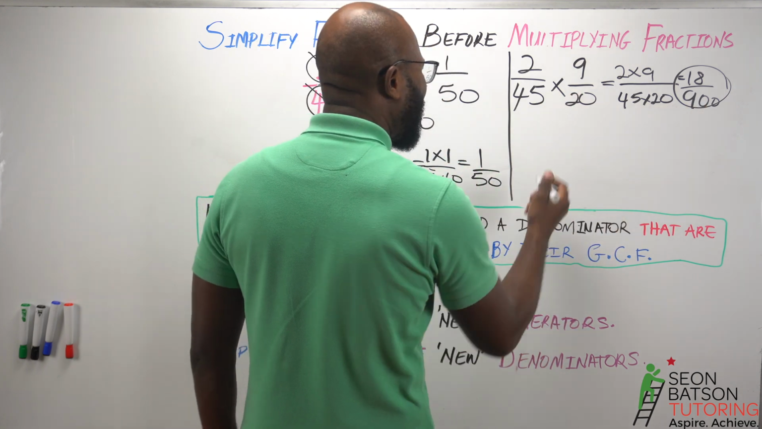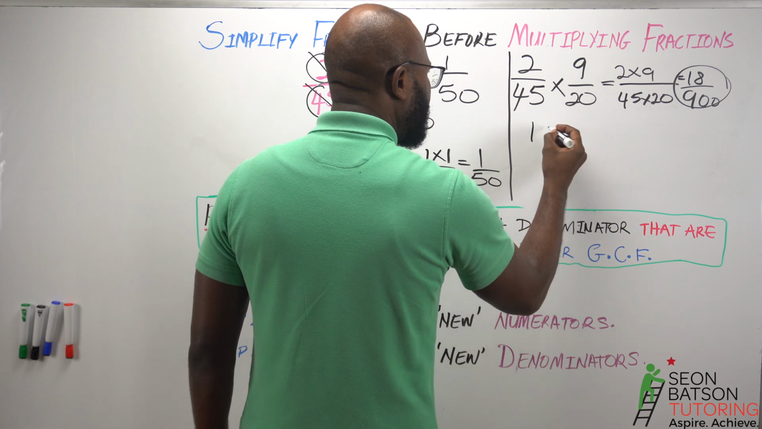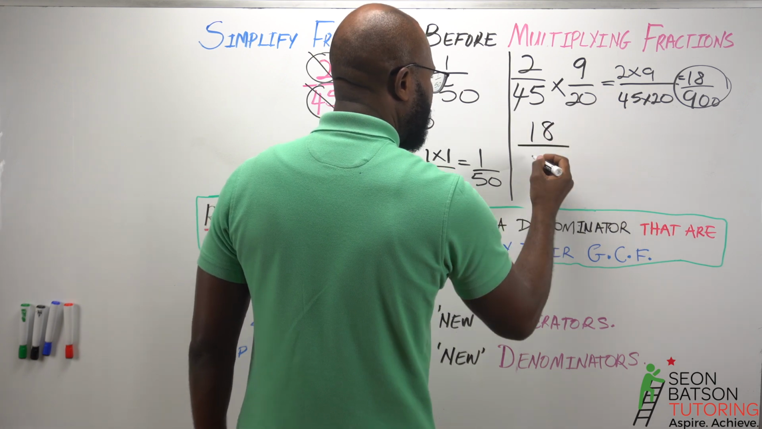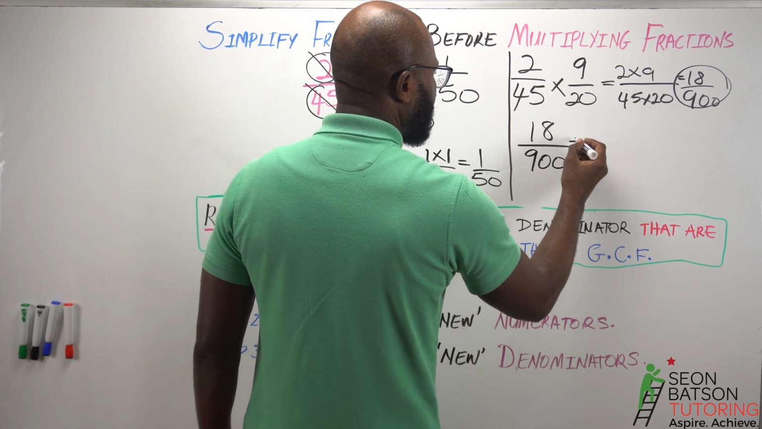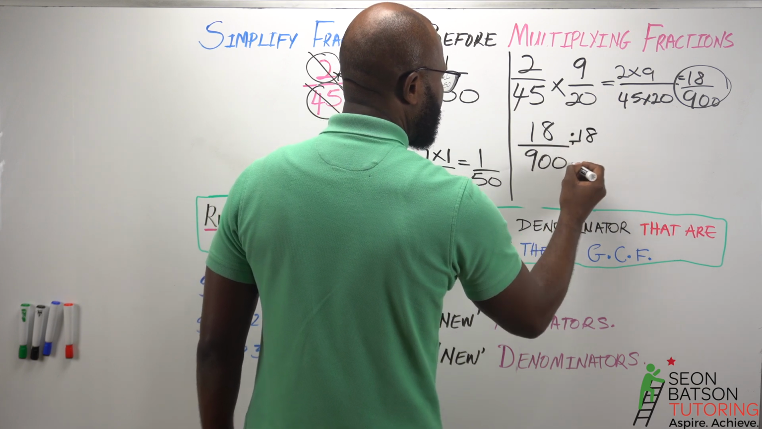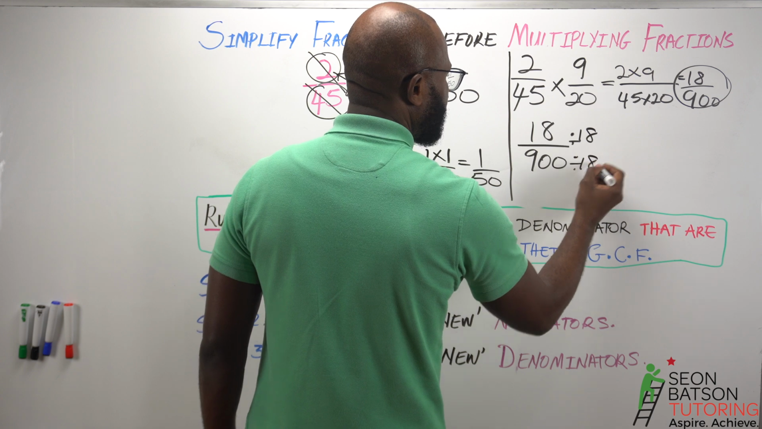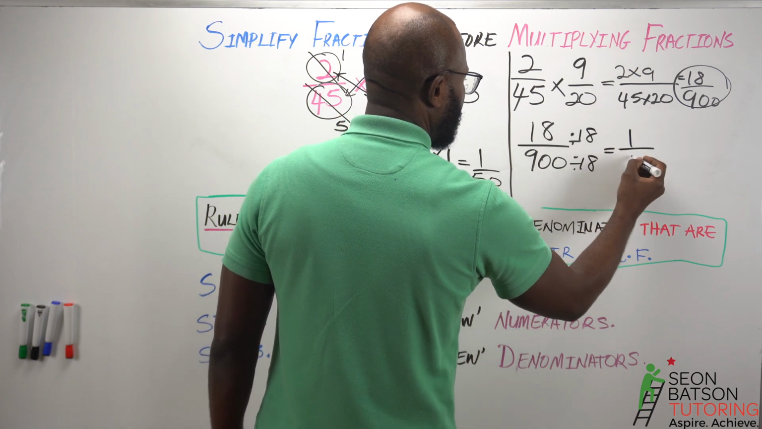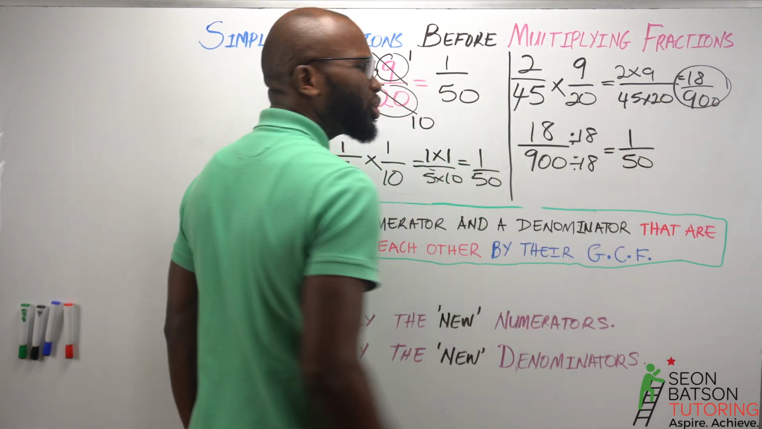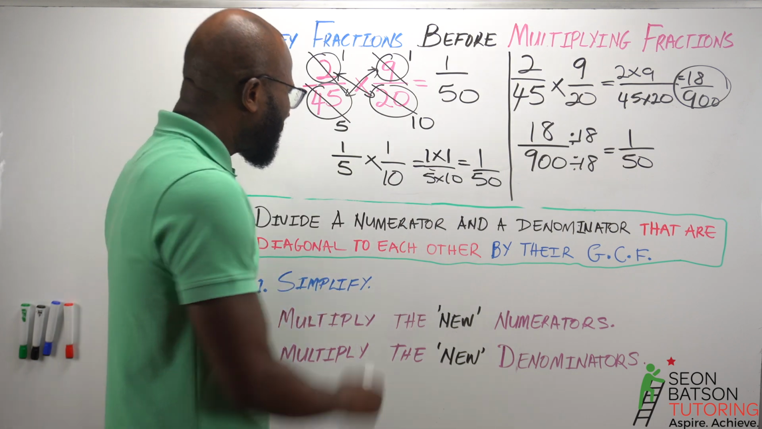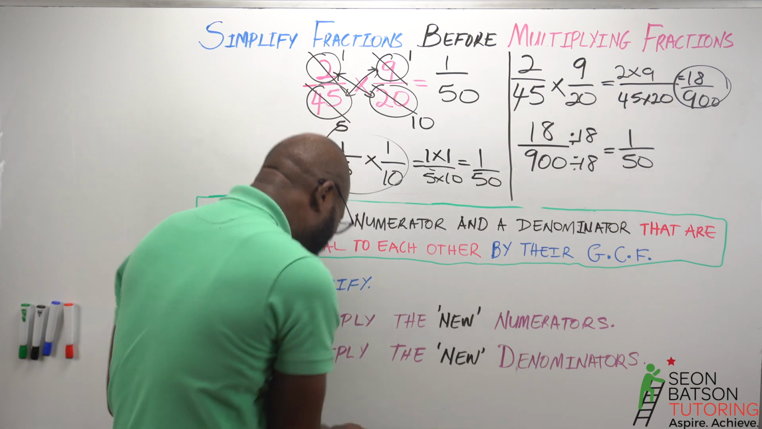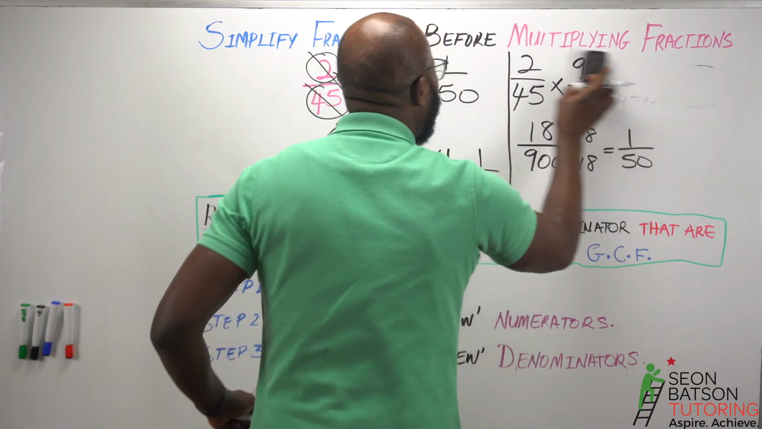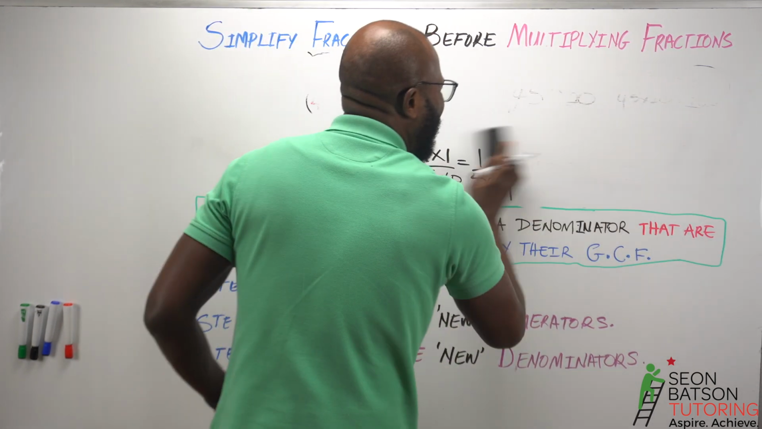Simplify before you multiply. Of course, if we were to write 18 over 900 in its simplest form, we will divide the numerator and the denominator by 18, and we will still get 1 over 50. But why choose to work with a monster when you can work with babies? Say it with me, my friends. Simplify before you multiply.